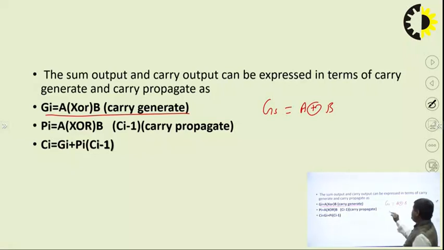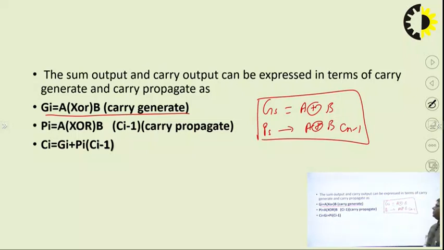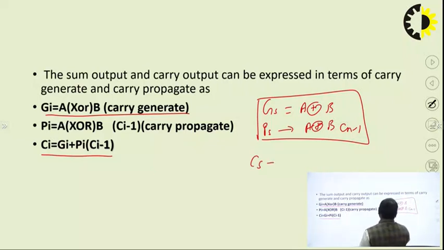And what is the Pi? That is the propagation delay, known as A XOR B and Cn minus 1. This is the main two concept by which we can find the advance carry of every full adder. Now this is the advance carry, that is Ci is equal to Gi plus Pi and Ci minus 1.